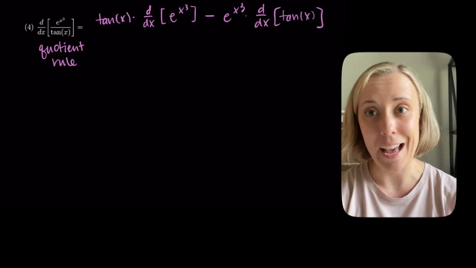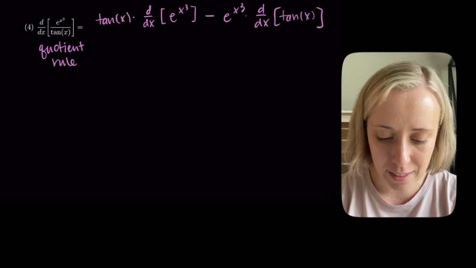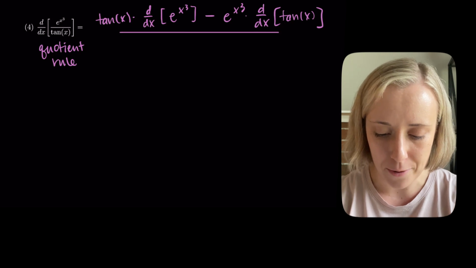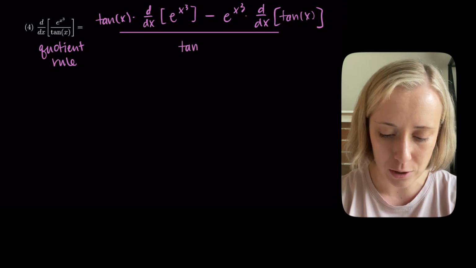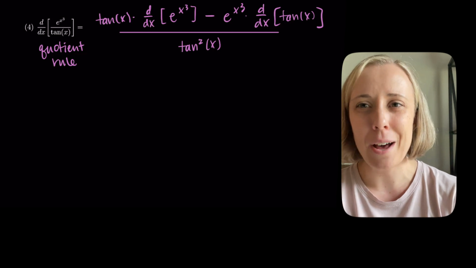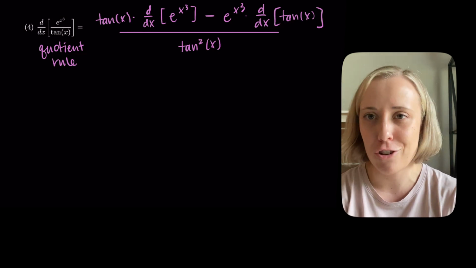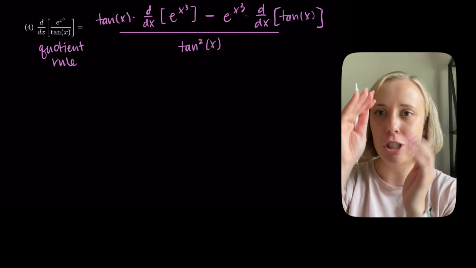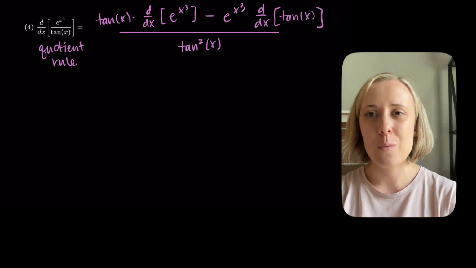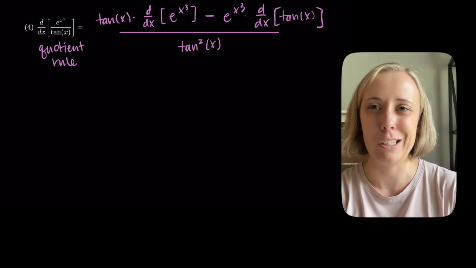So e to the x cubed times the derivative of tangent. And I guess tangent of x in all these cases. And this gets divided by the denominator squared. So divided by tangent squared of x. And I'm going to go ahead and just write the squared inside on the tangent. When we have like tangent squared or like sine squared, we can write it on the inside in that way. So I'm just going to jump to that.